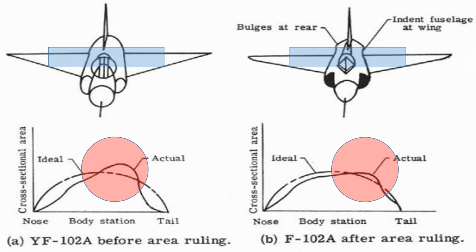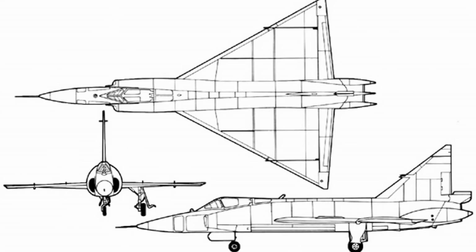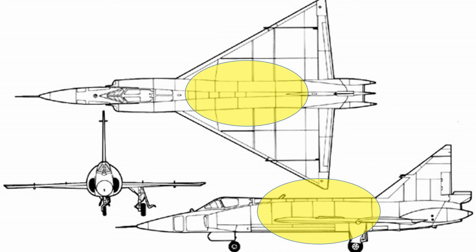On the right we have an aircraft that has had bulges put in the rear but an indented fuselage at the wing. This greatly decreases cross-sectional area, thereby greatly decreasing the drag on the aircraft, allowing the aircraft's performance to be improved. So here is the improved F-102A with the slight change in the waist of the aircraft or the fuselage. You can see a slight indentation there in the yellow area. This was just enough to bring that bump in the cross-sectional area down.